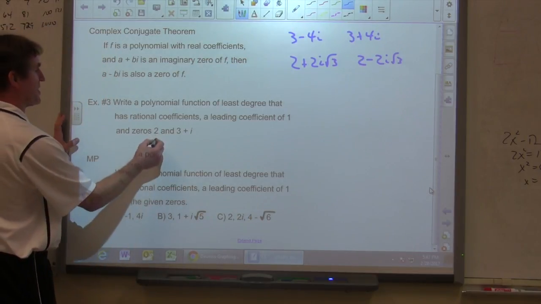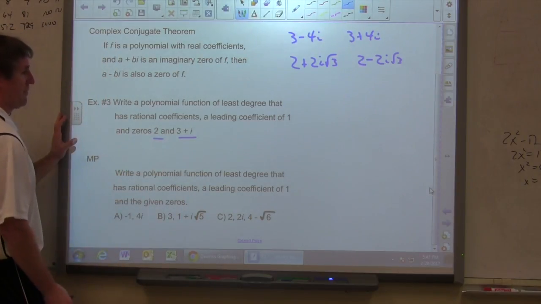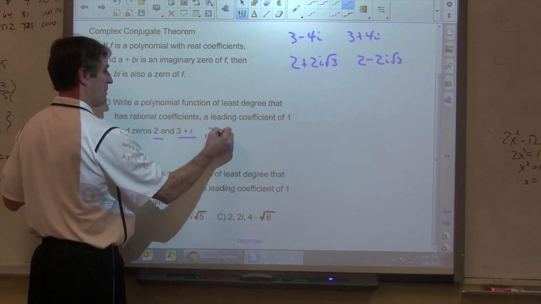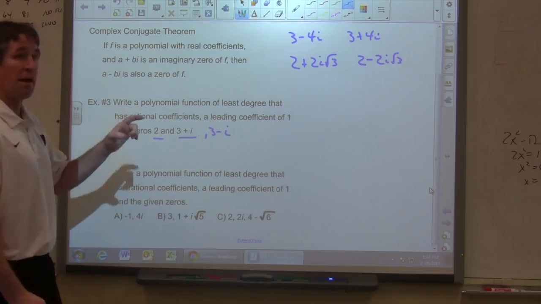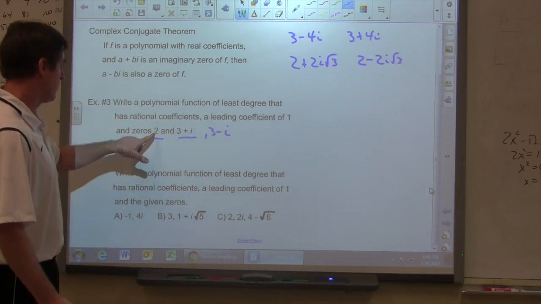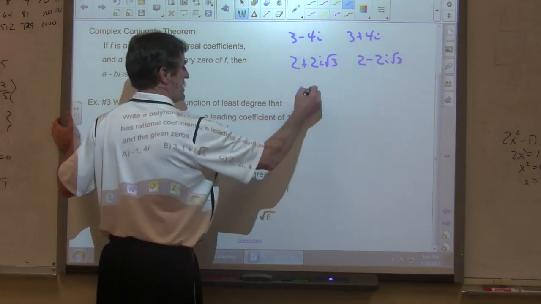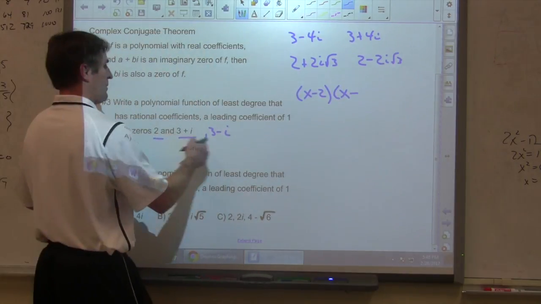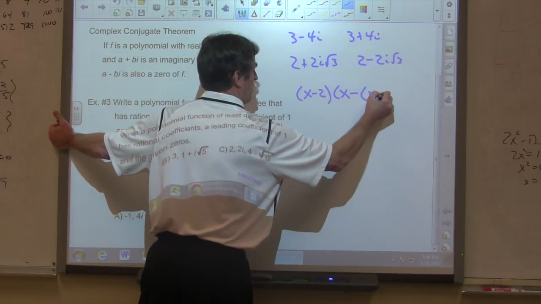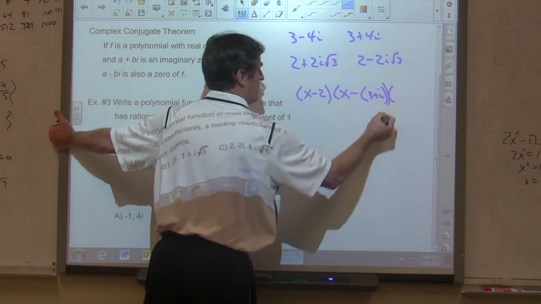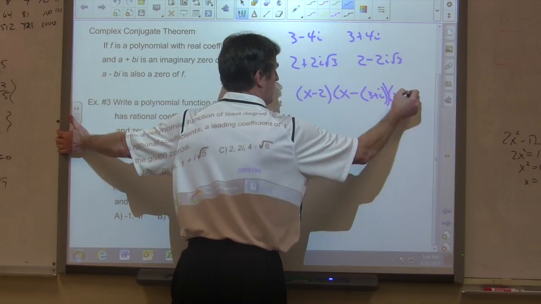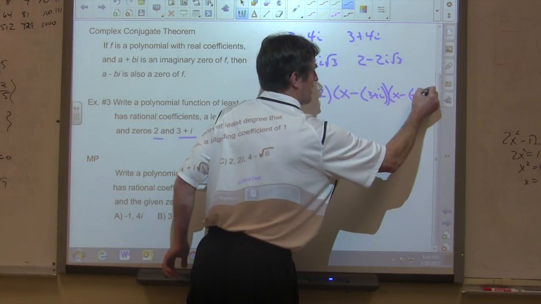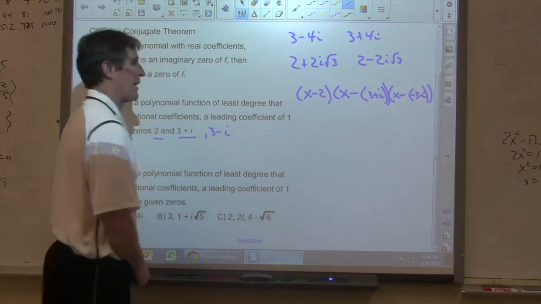So they're going to give you the zeros at 2 and 3 plus i. Well, if it's at 2 and 3 plus i, then we also have to have one at 3 minus i. So remember, to get the polynomial, we do the opposite. We just take x minus that, so x minus 2, and then x minus, and I'm going to put that in parentheses, 3 plus i, and then x minus, in parentheses, 3 minus i, and we have to multiply that out.